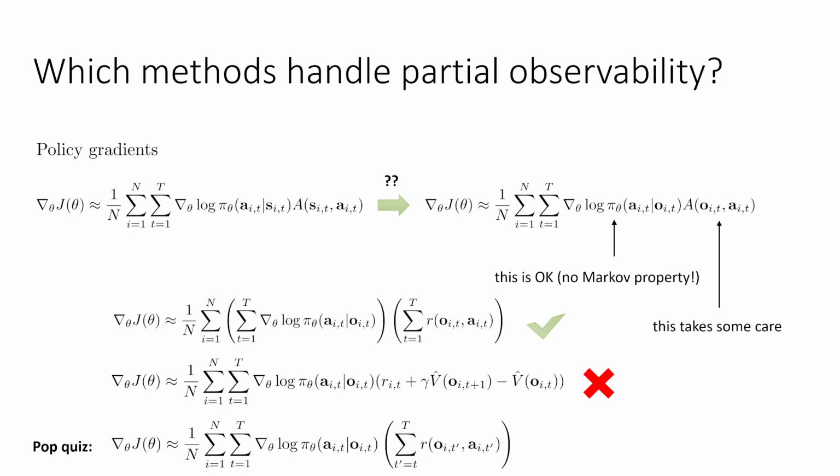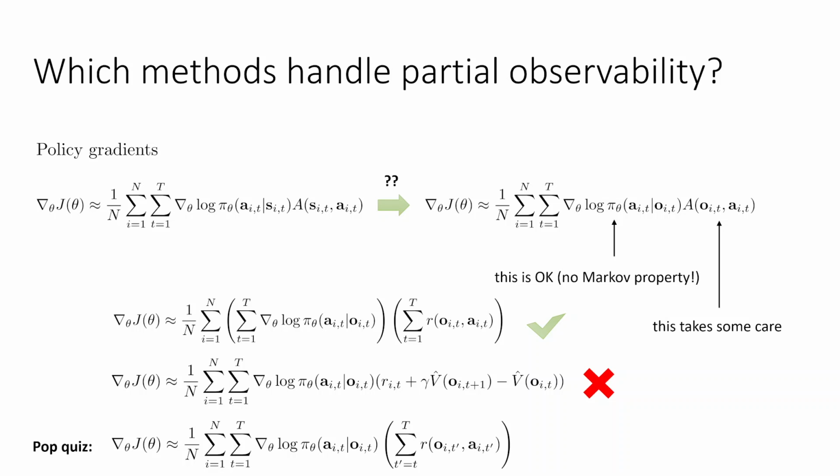Okay, so I'll give away the answer. The answer is that this is actually totally fine, because the causality trick did not use the Markov property either. It simply used the property that the future doesn't influence the past. Now, the future doesn't influence the past even if you're acting under partial observability. So this is actually okay to do, and in fact it's possible to prove it by showing that the expected value of grad log pi multiplying the rewards from past time steps actually averages out to 0, just like it does with states. What is not okay to do is use V hat as the advantage estimator.